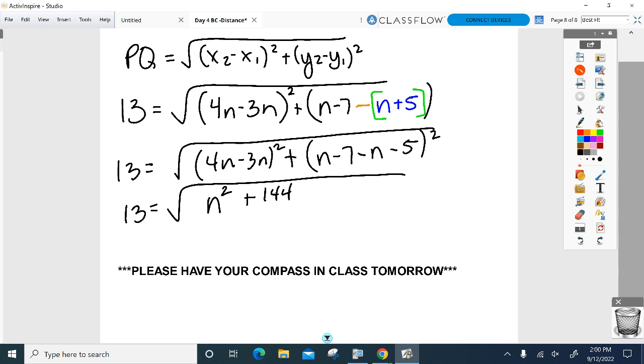Subtract 144? Not yet. Can't do it. Here's why: it's still underneath the radical. There's a hint, because it's still underneath the radical. I can't get rid of the 144 because it's underneath the radical.